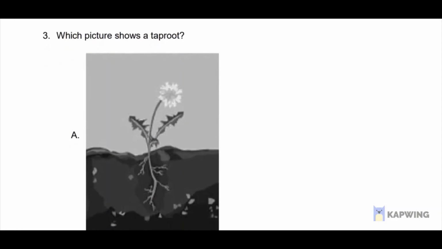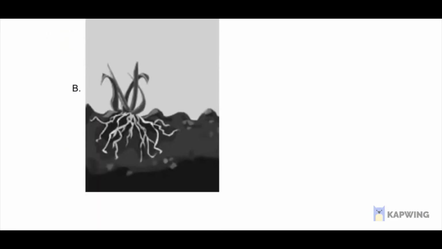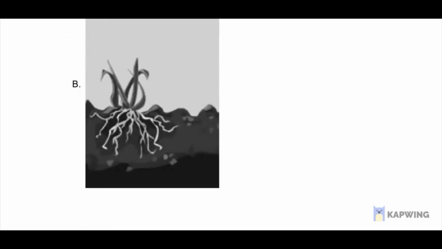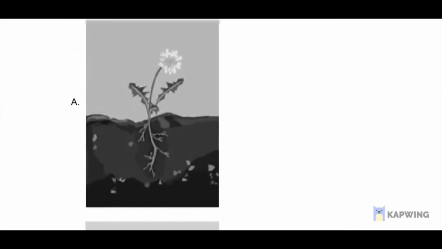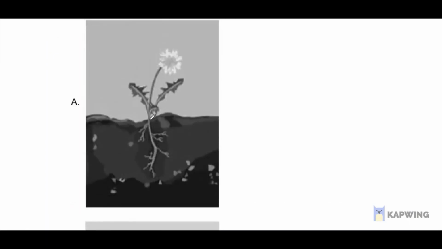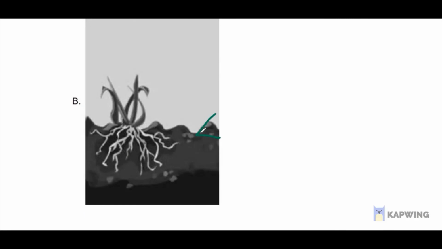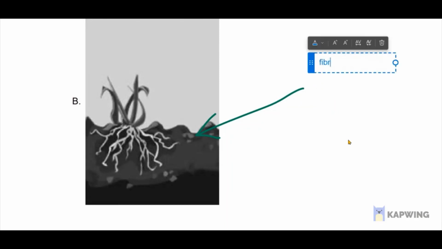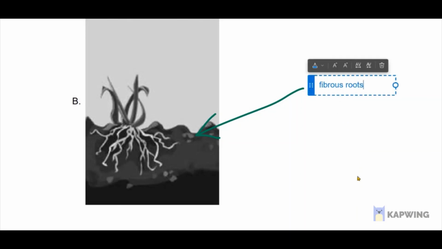The third question asks, which picture shows a taproot? It's in black and white, so it might be a little hard to see. I don't know, but on your actual quiz it's going to be in color. If you remember what a taproot looks like, there's a long central root, and then there are lots of tiny ones sticking off of it. So this is going to be your taproot. Okay. This one, the roots for this one are called fibrous roots. Yeah, fibrous roots. That's what they're called.